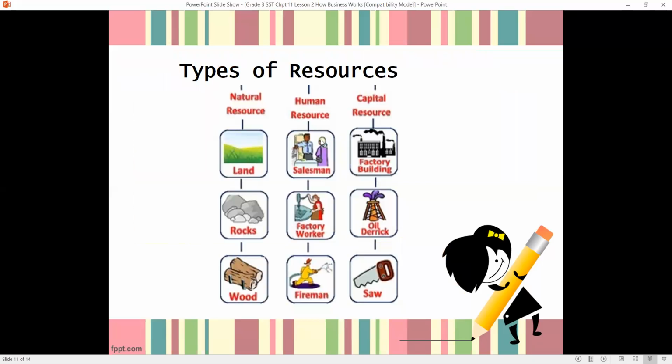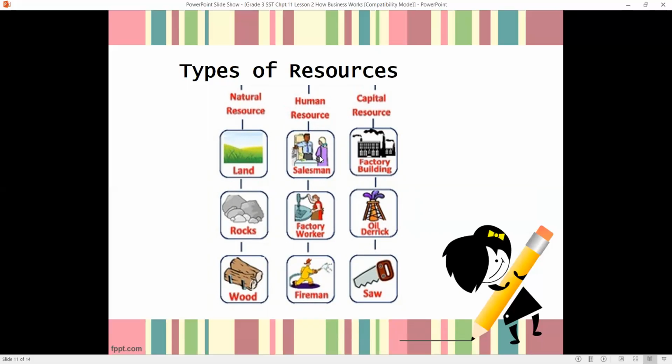Now the types of resources. What are the three types of resources we learned just now? Natural resource, or the raw, then the human resource and capital resource. Now what comes under natural resource? Under natural resource you have land, rocks, stones and wood. You get wood from the trees. Stones you get from the mountains, from the hilly areas, and land is the vast flat plains that we find across the earth.